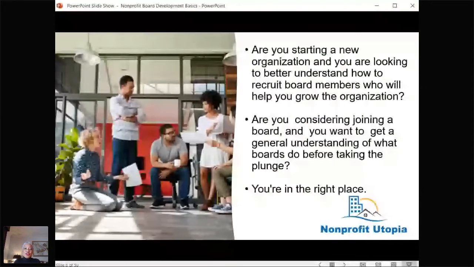So my question to you is, are you starting a new organization, and are you looking to better understand how to recruit board members who will help you grow the organization? Or are you considering joining a board and you want to get a general understanding as to what boards do before you take that plunge? Either way it goes, you are definitely in the right place.